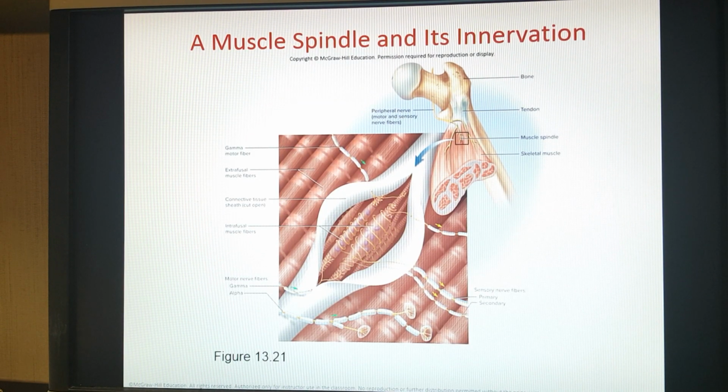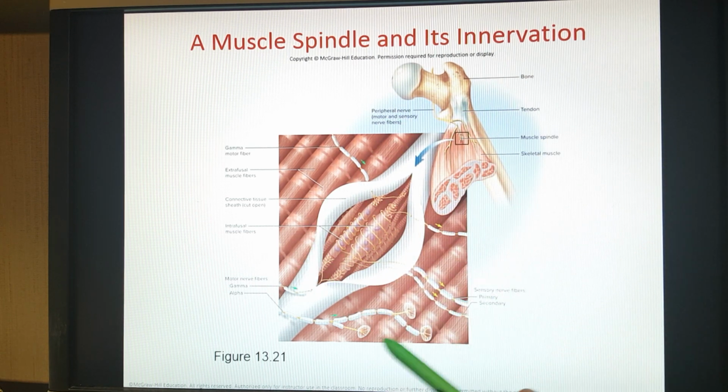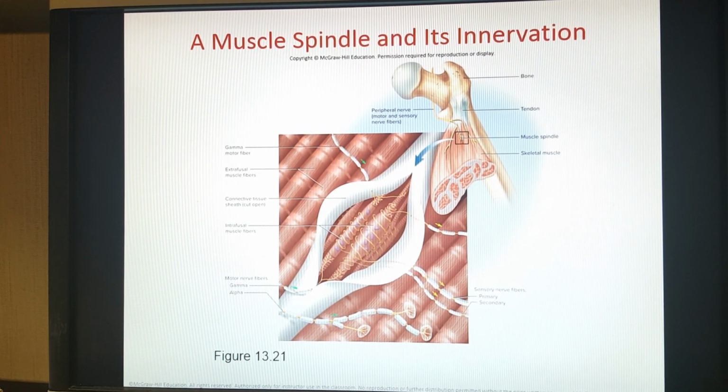Here's an example of a muscle spindle. On the outside, we have our contracting muscle cells. Here's the muscle spindle that has those fibers where the nerve endings wrap around the fibers, telling the brain how the muscle is moving as well as the length and position of that muscle.